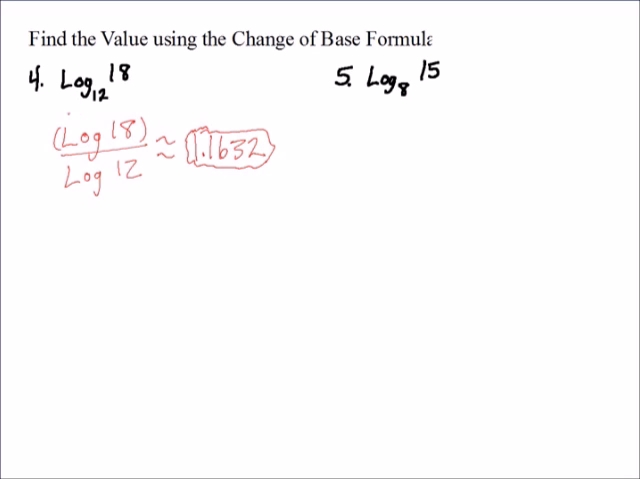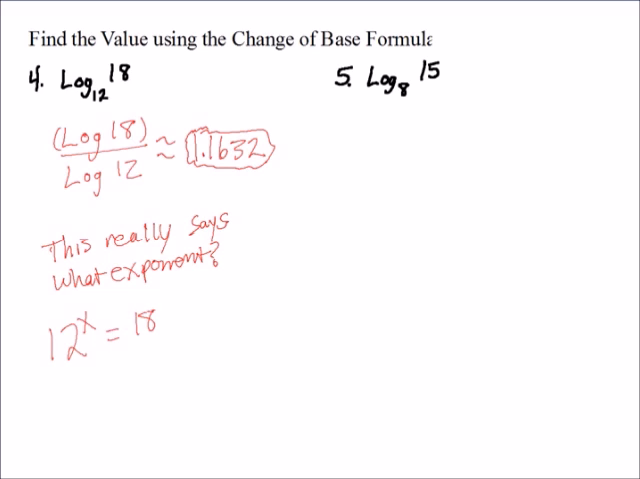So the problem is really saying, what exponent? I feel like I keep having to put that in the back of y'all's mind. What exponent do I attach to 12 to get 18? And you would say 12 to the 1.1632 is approximately going to be 18. It would be like 17.999999.